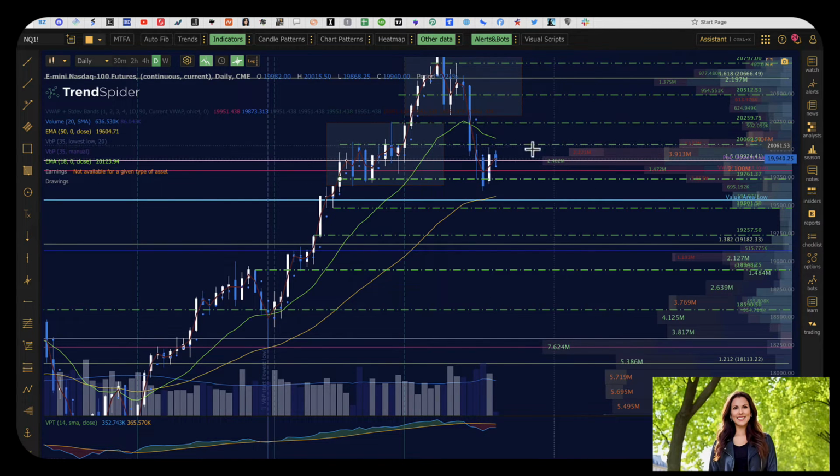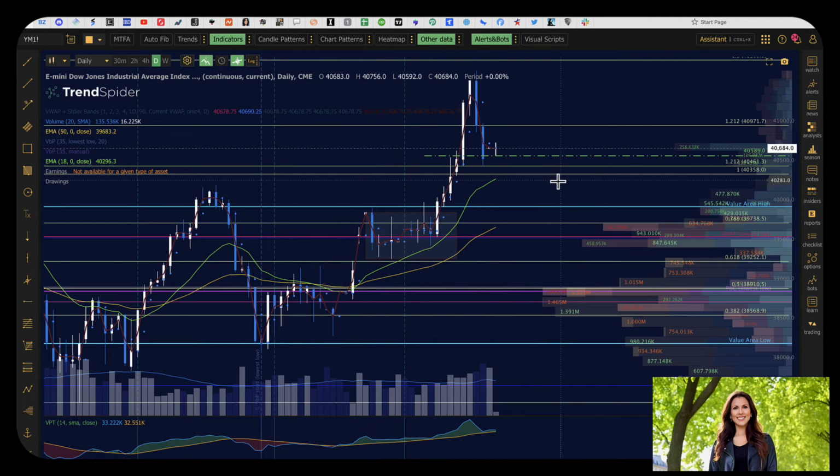But that 20,000, the failure to get up over that level, kind of a big deal. Makes me a little nervous. And we've got price compression. So be very careful looking at these support zones. If they fail, we better step out of the way. Here comes the YM.